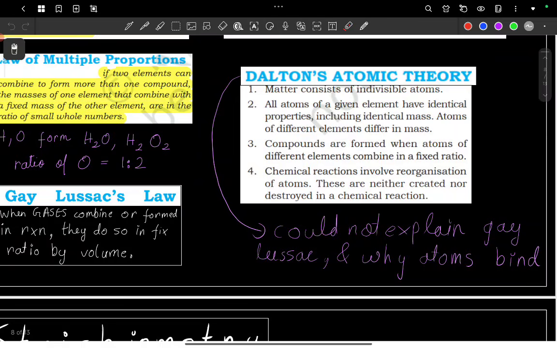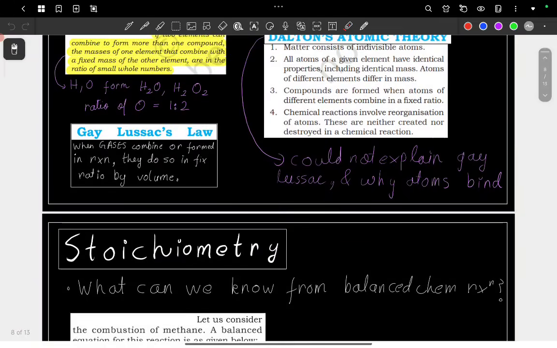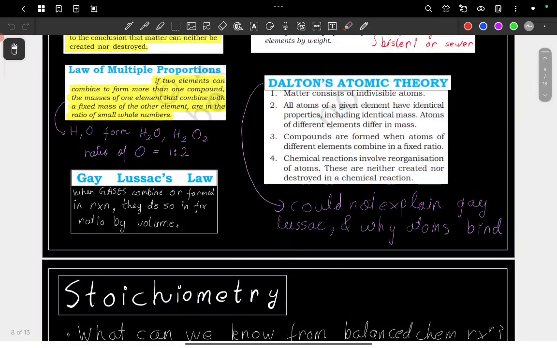Knowing the history of a subject is just as important as knowing the subject, which is why they asked from this topic. And keep in mind the limitations of Dalton's atomic theory. It could not explain why atoms bind in the first place, and it could not explain Gay-Lussac's law.